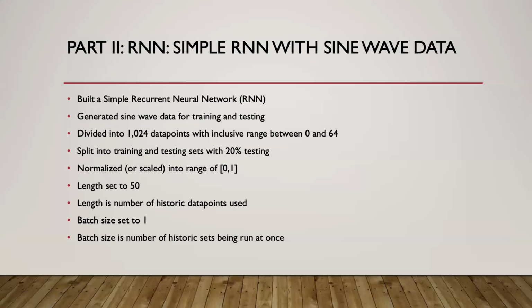The length was set to 50. The length is the number of historic data points used in the time series, the sequence of that. The batch size is set to 1, which is the number of historic data point sets being used at one interval.